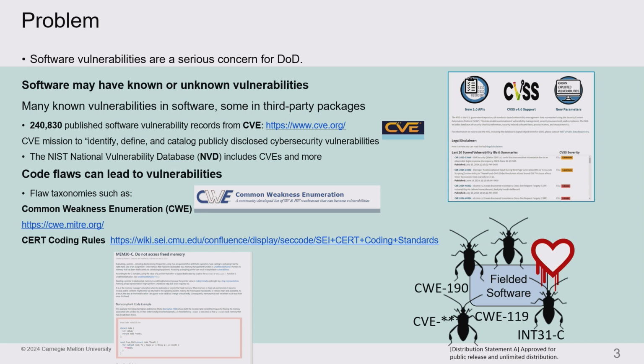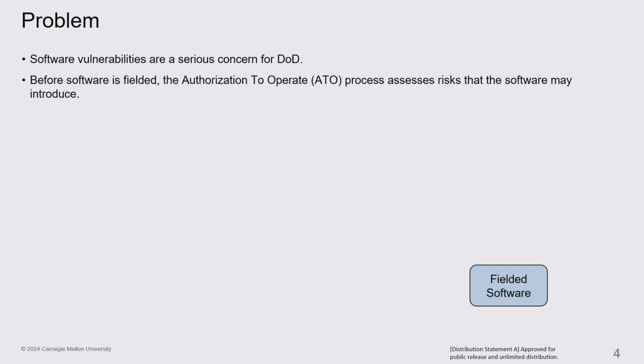There are flaw taxonomies, such as CWEs, or common weakness enumeration, and certain coding rules, and many more. Before software is fielded in the DoD, the authorization to operate, or ATO process, assesses risks that the software may introduce.